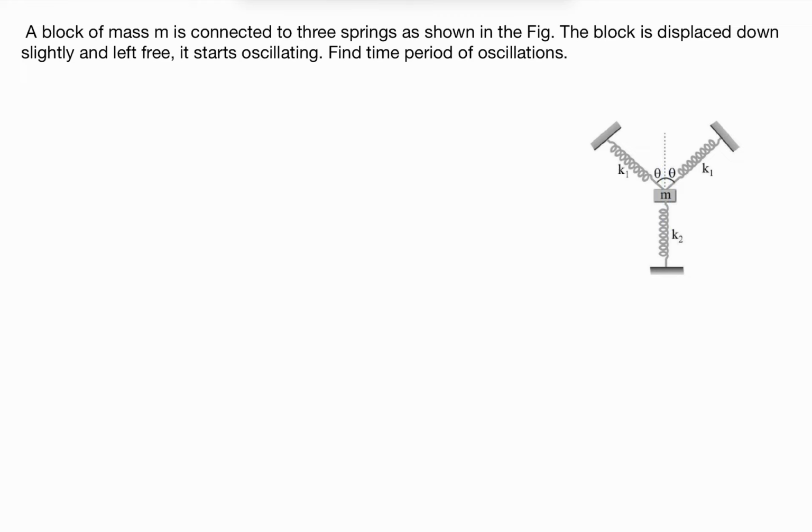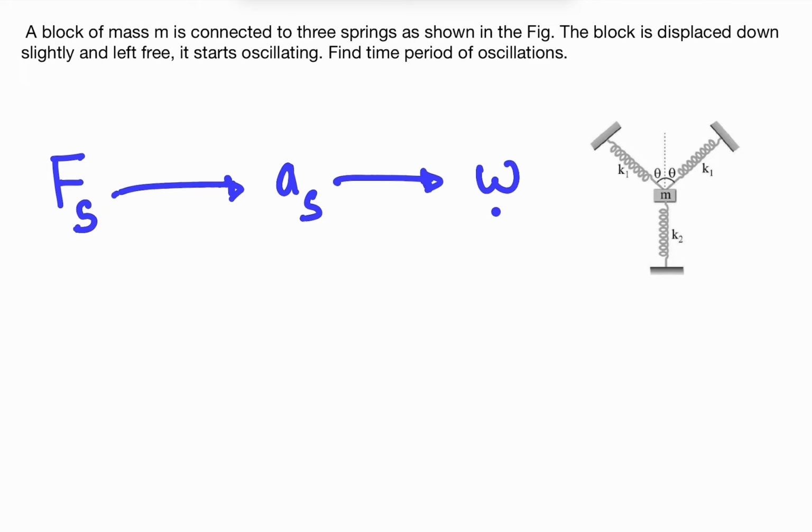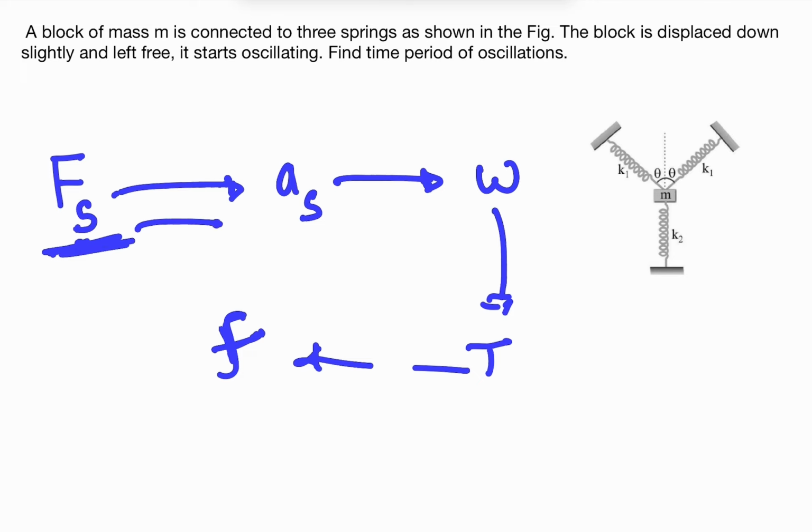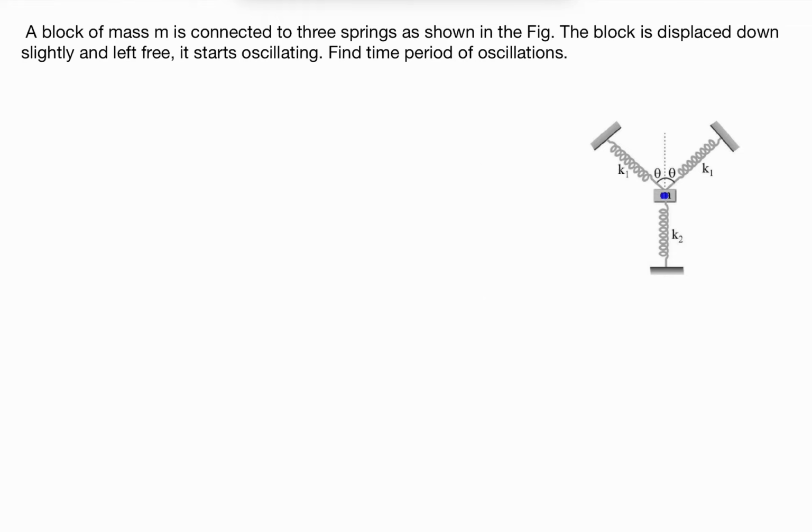We know the basics of SHM. For any SHM system, to find the time period: find the restoring force, from there find the restoring acceleration, from there find omega, then find the time period, then you can find the frequency. For us, only finding the restoring force is slightly tricky. Otherwise restoring acceleration, omega, time period, frequency are all easy. So here I have to find the restoring force. The restoring force comes from K2, and from both K1 springs, which are inclined at a small angle theta.